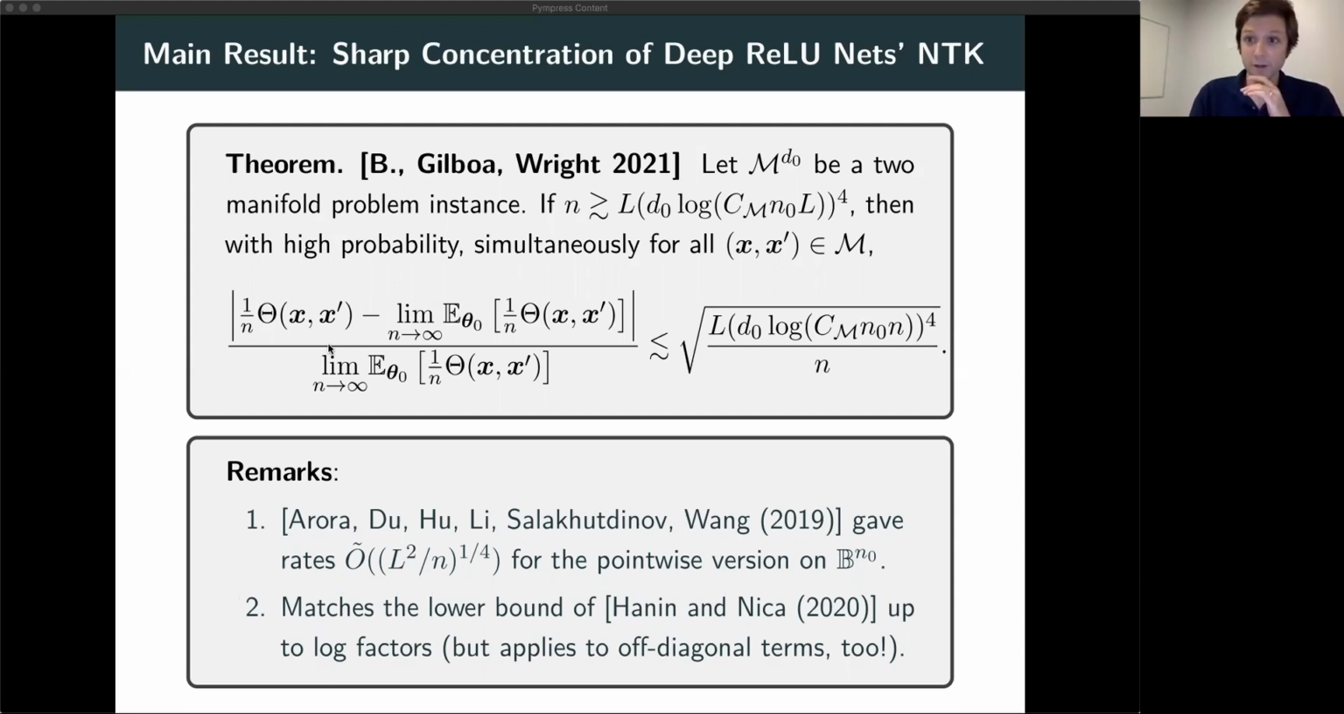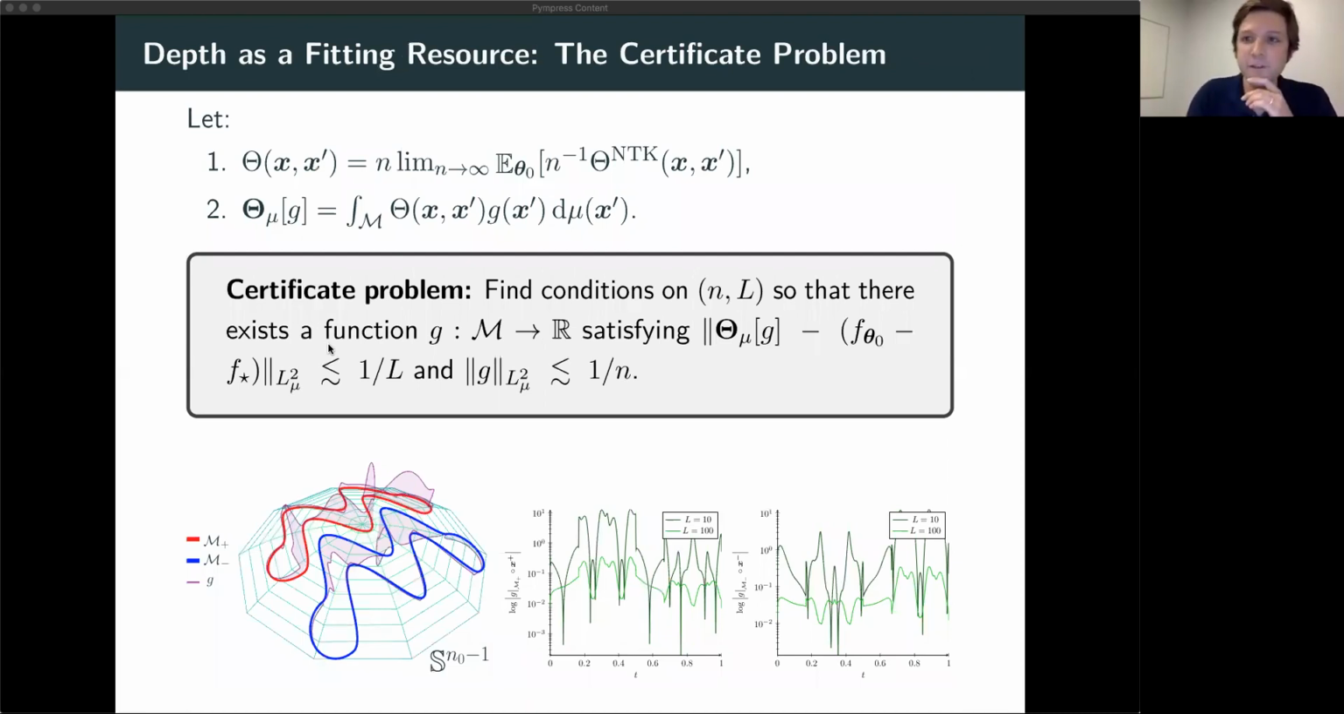So that's all I'll talk about for the width story. And next, I want to talk about the role depth plays in the analysis. And for that, I need to introduce some notation around what we call the certificate problem.